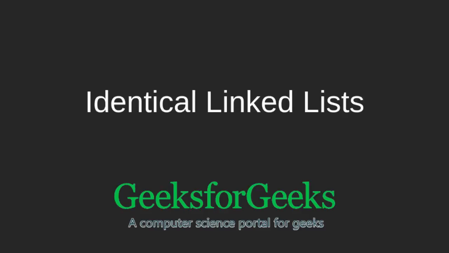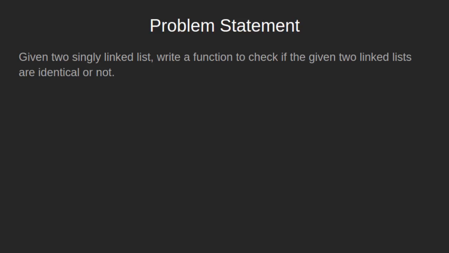Today we will see a tutorial on identical linked lists. Let's see the problem statement first. The problem statement says: given two singly linked lists, we have to write a function to check if the given two linked lists are identical or not.